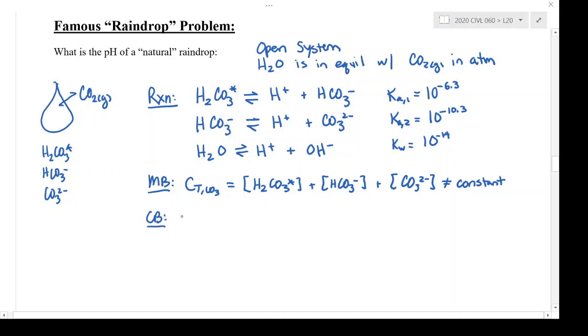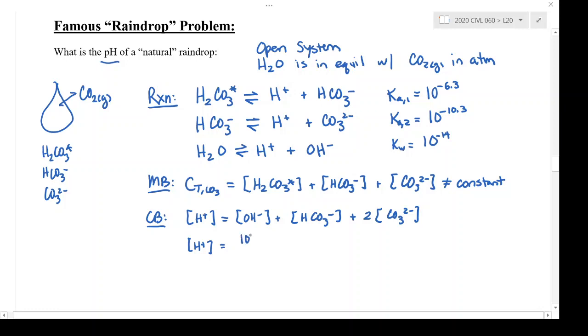Next, I'm going to write out the charge balance. The only positive ion I have is hydrogen ion. And then on the negative side, I have hydroxide, bicarbonate, and carbonate. I'm going to put a 2 in front of carbonate because it has a charge of 2 minus. My variable, or what I'm solving for here, because I'm looking for the pH, is pH, or H plus, which I'm going to keep as a variable in this equation.